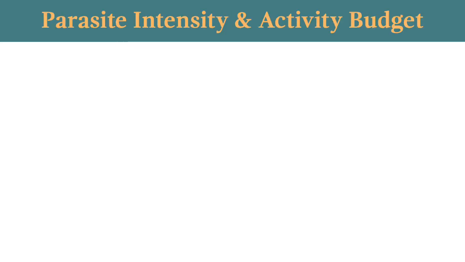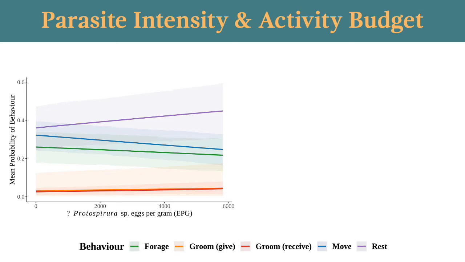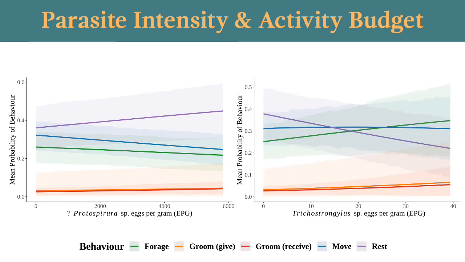First, I considered each parasite separately and patterns of co-infection. When considered separately, infection with PS resulted in more typical sickness behavior. That is, an increase in resting, which is the purple line, and a decrease in foraging and moving. Notably, grooming given and grooming received remained unchanged. When considering TG, these behavioral changes were different. First, resting decreased, while foraging increased and moving remained the same. Again, social behaviors remain unchanged.